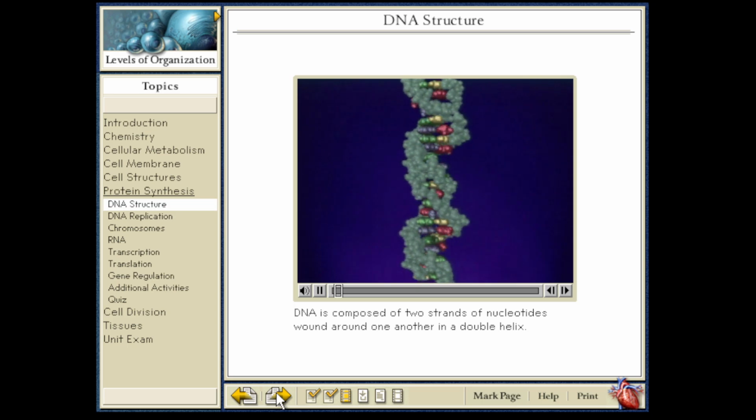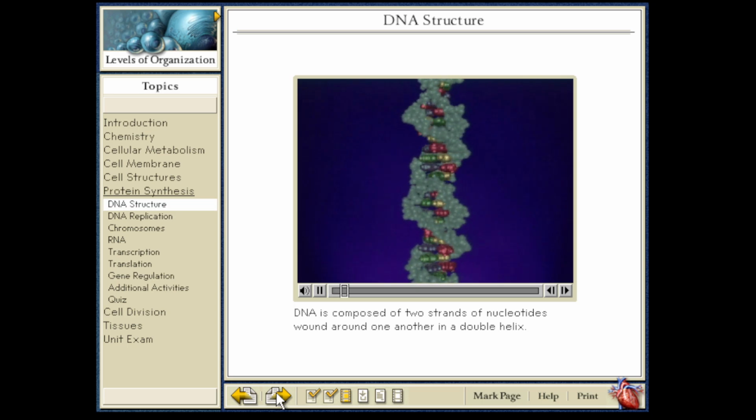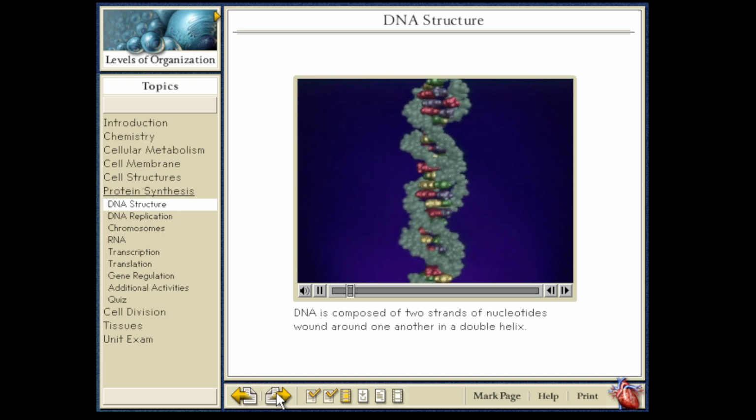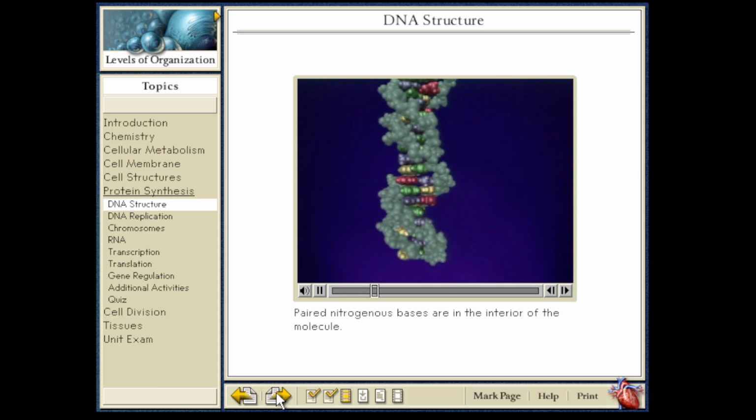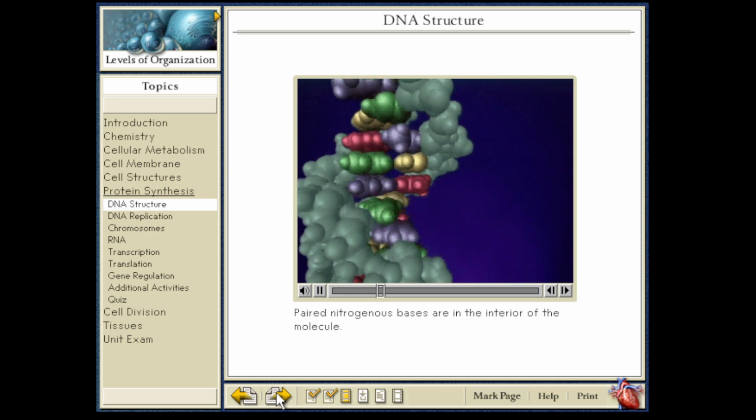DNA is composed of two strands of nucleotides wound around one another in a double helix. The outer longitudinal structure consists of alternating sugars and phosphate groups. Paired nitrogenous bases are in the interior of the molecule.